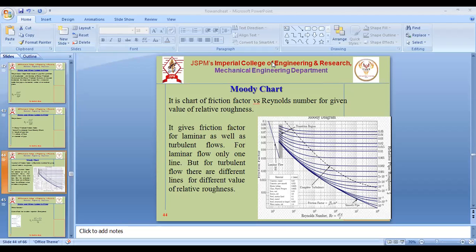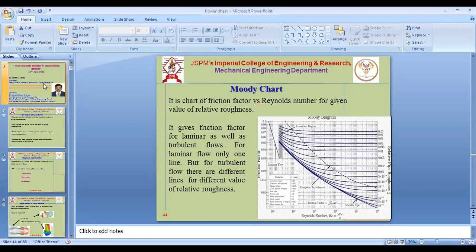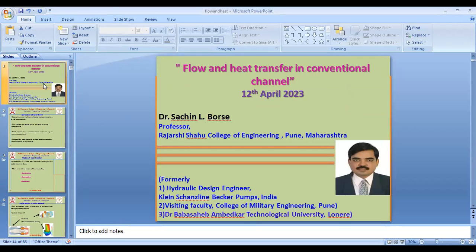So now I am sharing my screen. Is it visible? Is the screen visible? Yes, sir.